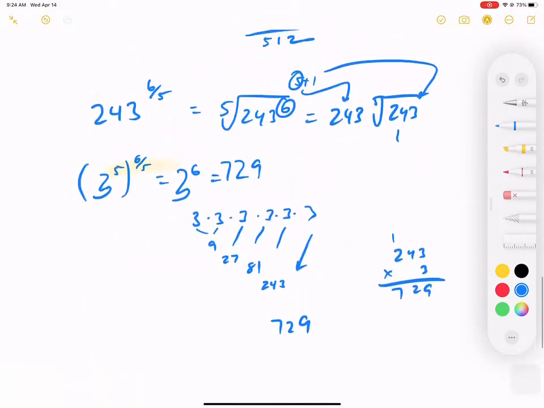Would this have given us 729? It would have, if we just kept going. But you can see that by me changing it into an exponent, and then we were able to reduce those fractions, this actually was an easier way of doing it.